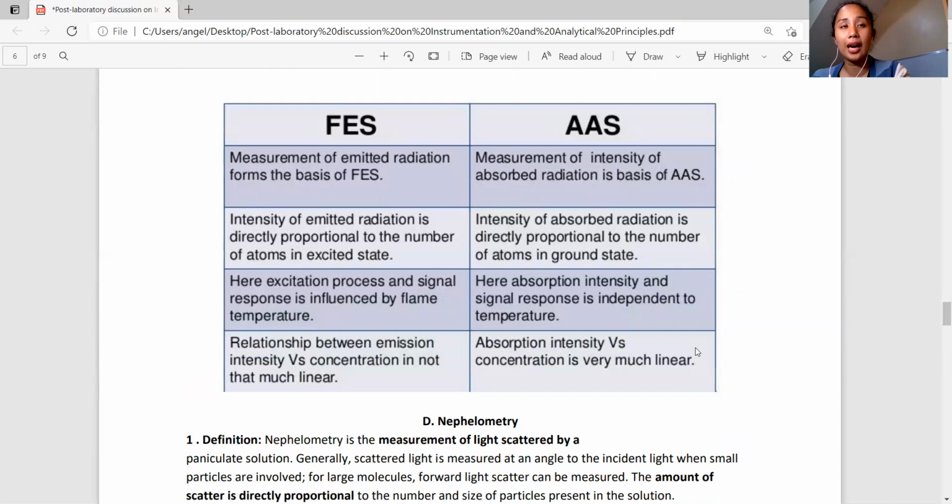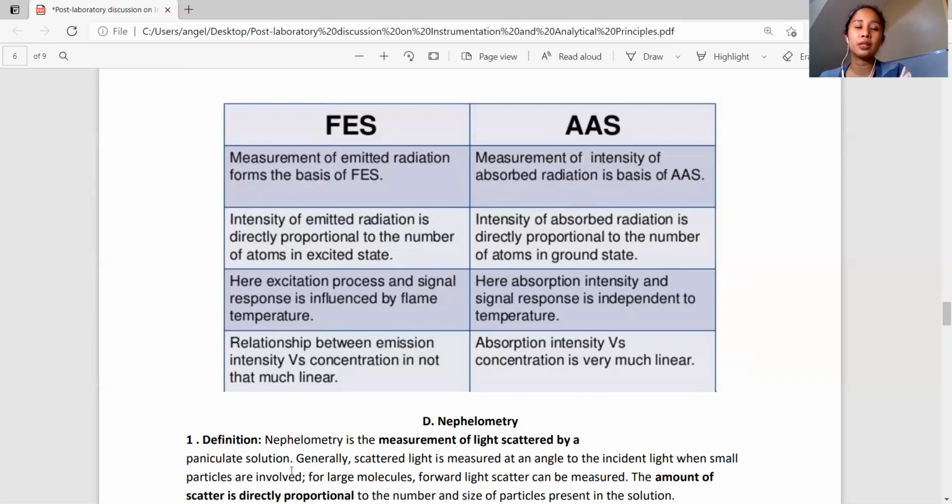FES versus AAS. FES is flame emission spectrophotometry, and AAS is atomic absorption spectrophotometry. Sabi niya, yung FES, intensity of emitted radiation is directly proportional to the number of atoms in excited state. So, ang minimeasure dito, yung radiation pag excited ang atoms. Ito naman sa atomic absorption, yung minimeasure mo, yung na-excite na atoms hanggang napunta siya sa neutral or ground state. So, ito ground state, ito excited state.